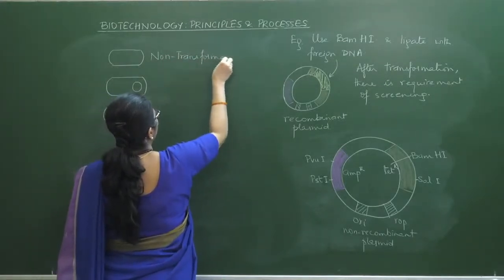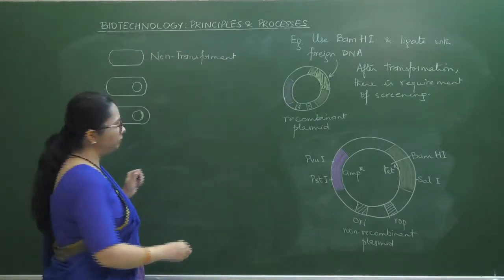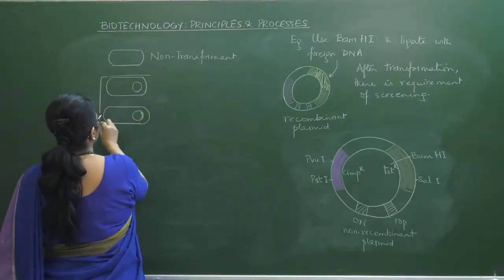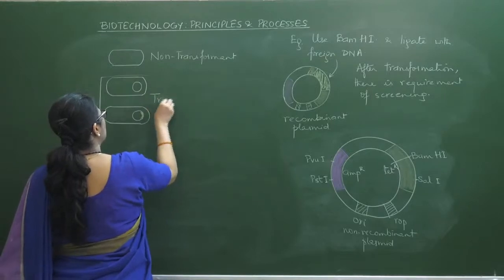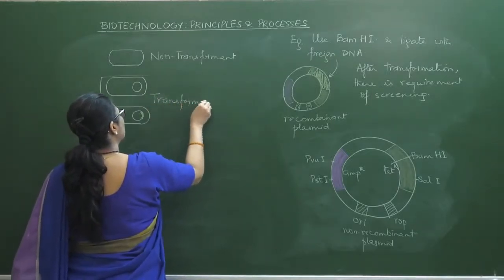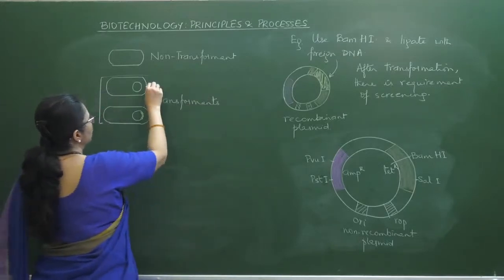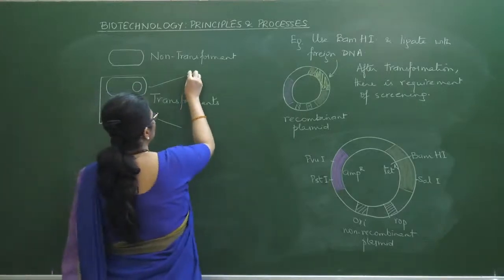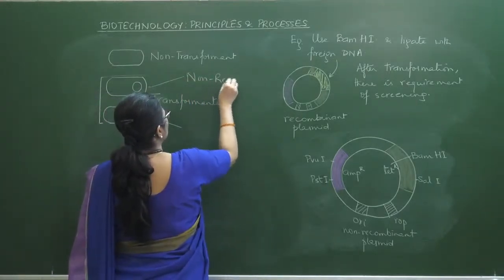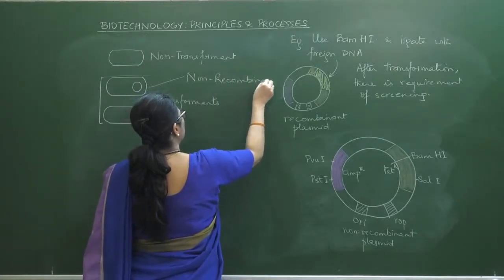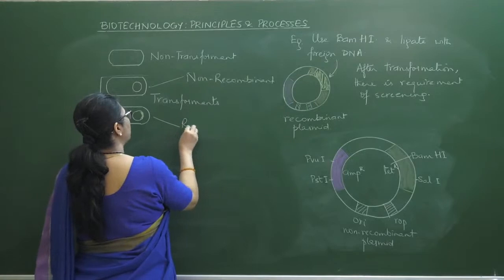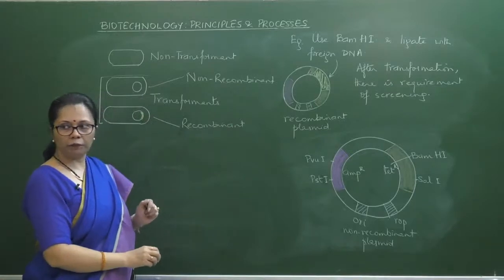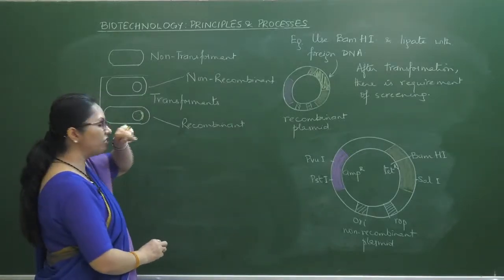So this one is non-transformant, in which the plasmid didn't go at all. And these two are transformants. But in these two transformants, this one is, you see here the gene of interest didn't get in. So this is non-recombinant. And this one is recombinant. So I hope up till here it should be clear. Now the thing is, how will we screen them out?